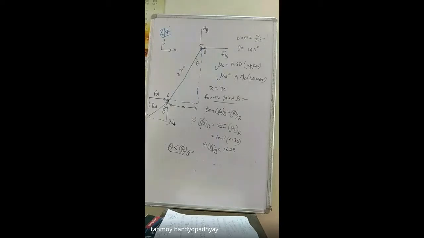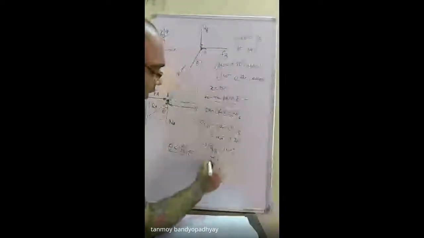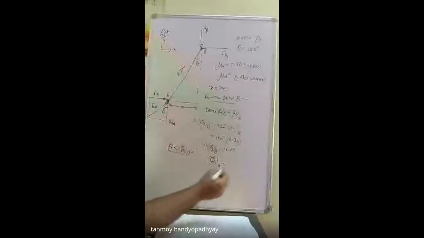Next, what have they asked us to find? We need to determine the maximum value of x for which the bar will not slip. Phi S B was 16.7 and what was phi S A? Phi S A was 21.8.